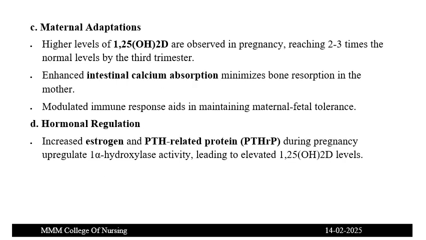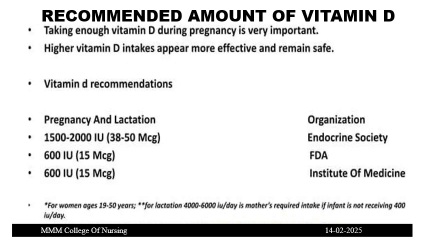Maternal adaptation: higher levels of 1,25 dihydroxyvitamin D are observed in pregnancy, especially in the third trimester, and intestinal calcium absorption is increased. The modulated immune response also increases, maternal fetal tolerance is there, and hormonal regulation is also increased. Estrogen and parathyroid hormone related protein are also increased during pregnancy. So this is about the metabolism in both the normal adult and the pregnant woman.